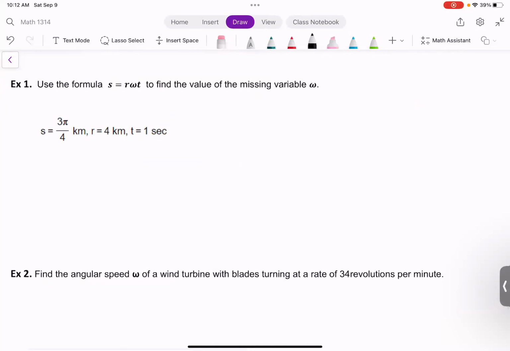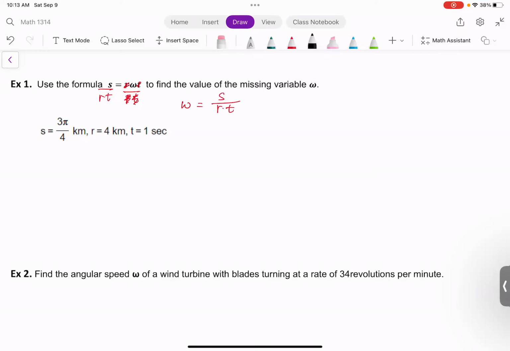Use the formula s equals r omega t to find the value of the missing variable omega. Omega is missing. How to isolate omega? By this formula, I can divide both sides by r t. Then r t cancels. Omega is isolated. So omega equals s over r times t.